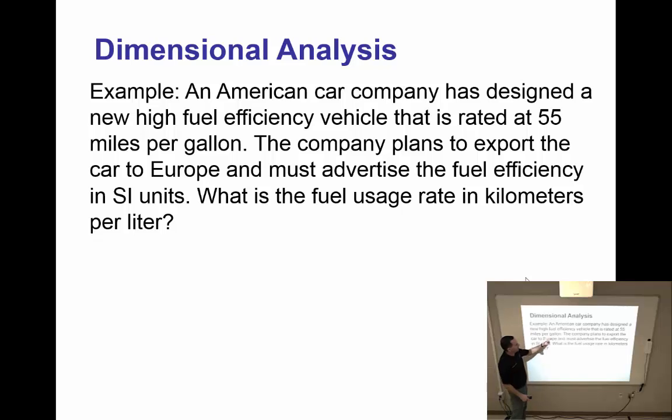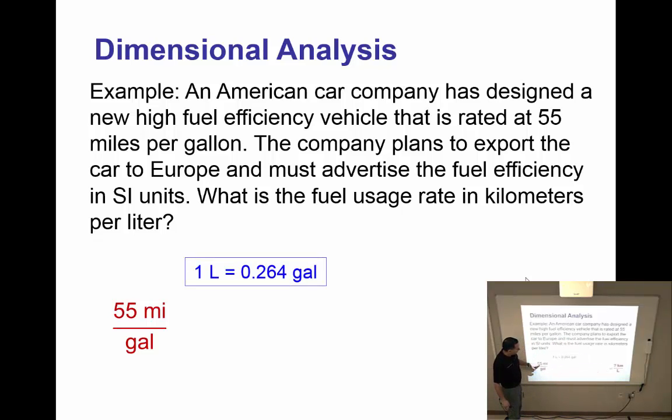All right, here's our last example. And this is what we started the PowerPoint talking about. I am an American car company, and I've designed a very high fuel efficiency vehicle that's rated at 55 miles per gallon. Now, I want to export this. I want to sell this abroad, but I can't advertise the fuel efficiency in miles and in gallons because they're not going to be familiar with what that means. So we are going to convert that to kilometers per liter. So I have to get rid of my miles and gallons. And so there's going to need to be two conversion factors, 55 miles per gallon, and we want to go to kilometers per liter.